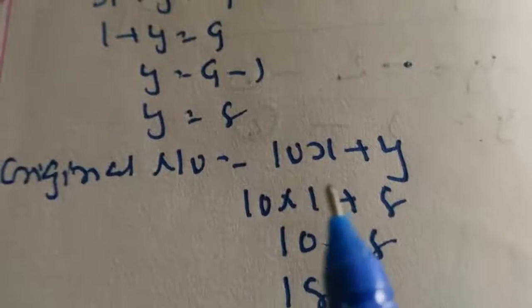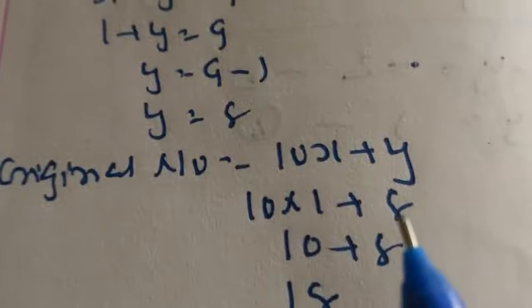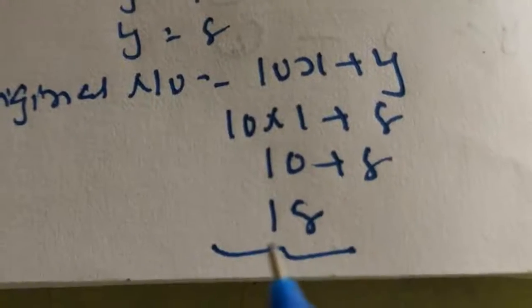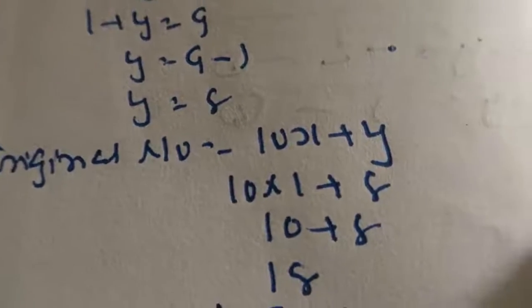The original number was 10x plus y. So instead of x I am going to write 1, and instead of y I am going to write 8. So 10 into 1 is 10, plus 8. Therefore the original number will be 18.